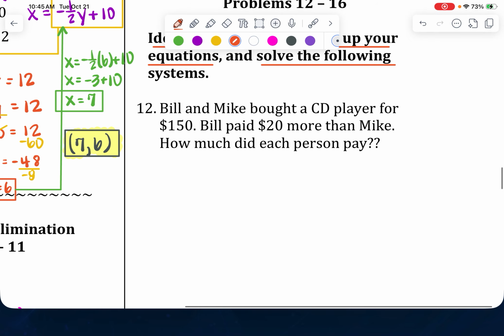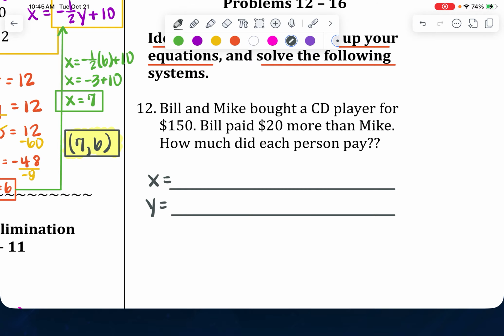All right, so here we go. Bill and Mike bought a CD player for $150. Bill paid $20 more than Mike. How much did each person pay? Okay, so before you even get started, you need to identify what you want your x and y to equal. And remember, the place we go find that is the last sentence. How much did each guy pay? That's what we're looking for. So that's our variable.